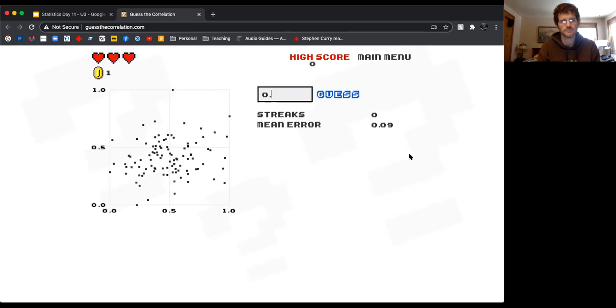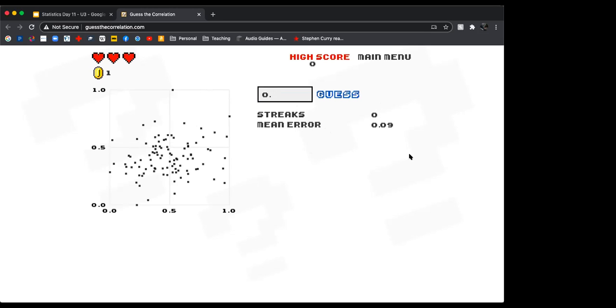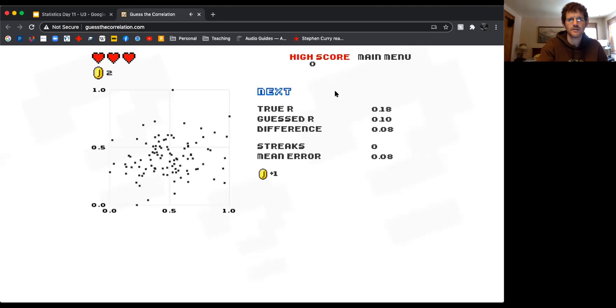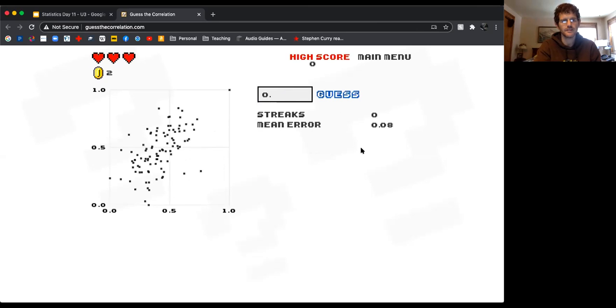What about this one? 0.1. Let's see that. Oh, wow. Look at that. That's higher than I expected it to be. It's a 0.18. I'm glad we went with 0.1. All right. And this one.